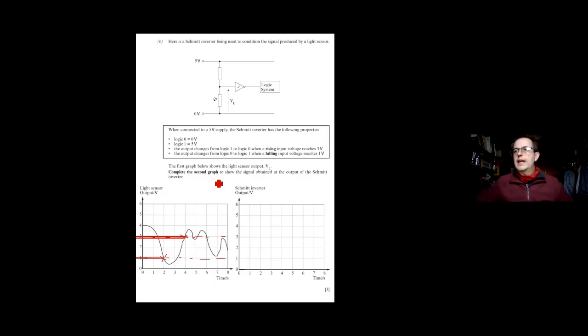So what we've got is a graph that we can now draw. This graph would be rising at the 3, and it goes up to the 5 volts. Then when it comes to the 1 volt, which is falling, it's been conditioned. So we've got rid of noise and any fluctuations. It's a nice signal which feeds in. So that is the Schmitt trigger.